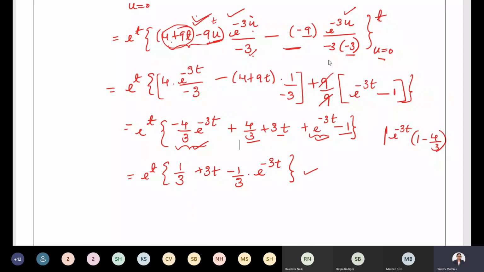This is nothing but the inverse Laplace transform of 4s plus 5 divided by (s minus 1) whole square into (s plus 2). Is it okay, everybody? Anybody, any doubt in this problem?